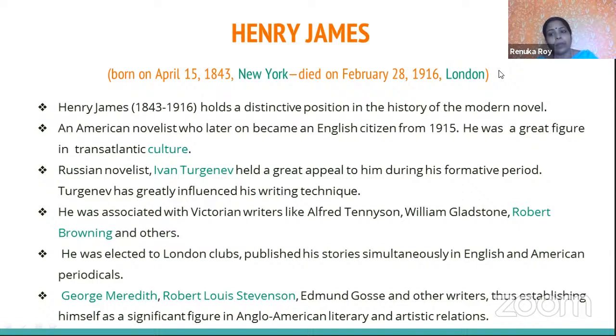Around 1915, he became a British citizen, and the entire life of Henry James was spent in England. He gathered influences of many stalwarts in English, Italian and Russian literature, and he has given wonderful output in the form of English literature. He holds a distinctive position in the history of the modern English novel. He was born in New York and then was educated simultaneously in America and Europe. He became a friend of the New England group of writers like James Russell Lowell, H.W. Longfellow, William Dean Howells, etc.